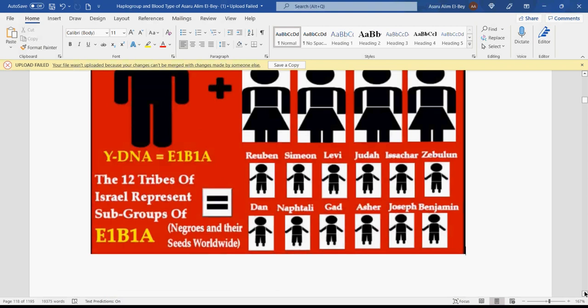and their seeds worldwide. And we're going to stick to this E1B1A because that bloodline is the chosen bloodline or the most important bloodline based from the Bible. And notice that no Hebrew or Israelite ever speaks on the fact, or Egyptian, Kemetic, none of them speak on the fact of why are the Negroes of the Bible special? What makes them special?